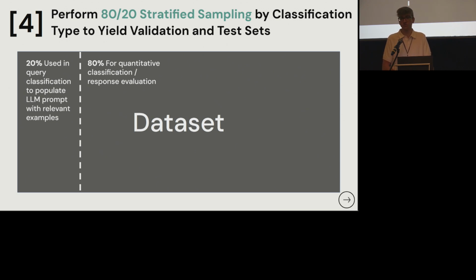The 20% was used in our classification pipeline for populating the prompt of relevant question examples, and the 80% is used in our quantitative evaluation as a test set.